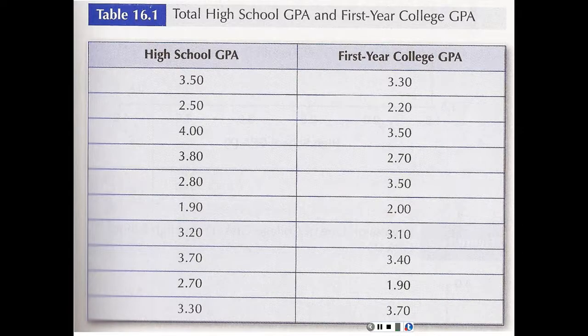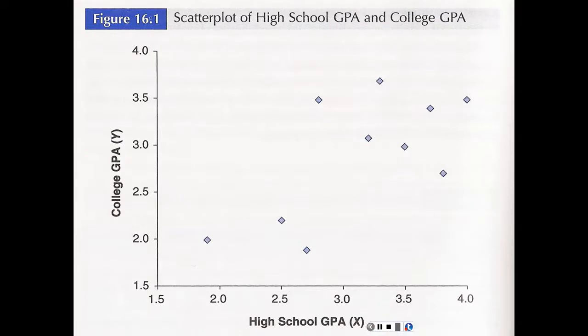Now, notice this table 16.1. This goes back to the example I was talking about, high school GPA and first year college GPA. So this is the actual raw data. And if you look at this scatter plot, this is a scatter plot of the same data. It shows a scatter plot of the two variables that are being computed, the high school GPA and college GPA.